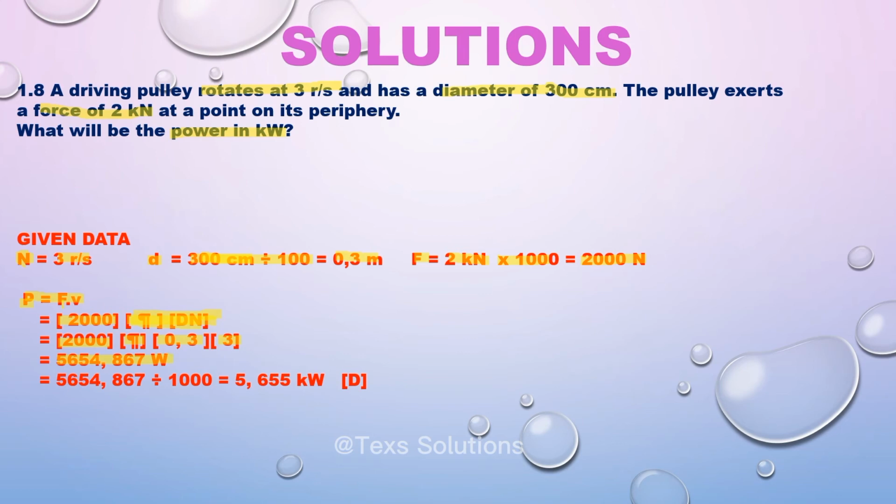5,654.867 watts. So when I calculate this power, it is in watts. My question says calculate the power in kilowatts. The next thing I need to do is convert from watts to kilowatts, and to do that I'm going to divide by 1,000. So 5,654.867 divided by 1,000, and I'm going to end up with the power as 5,655 kilowatts. So the correct answer here is D.